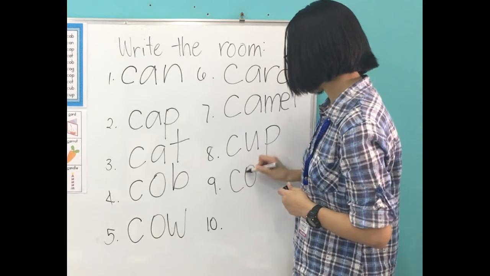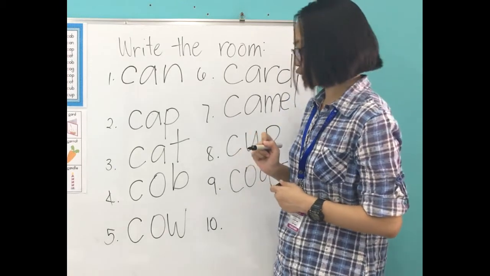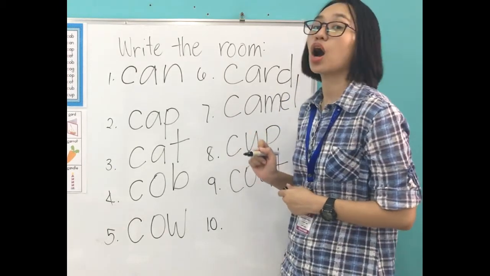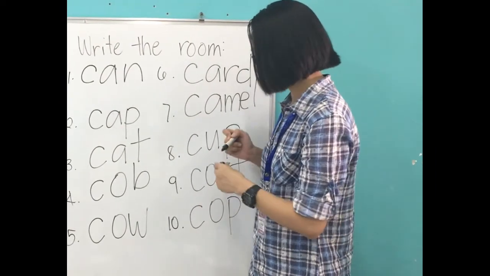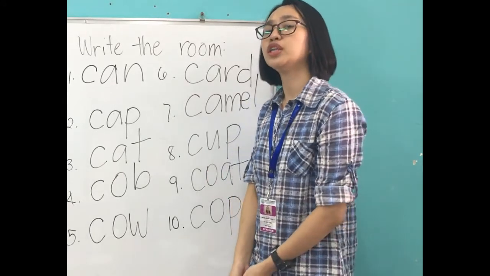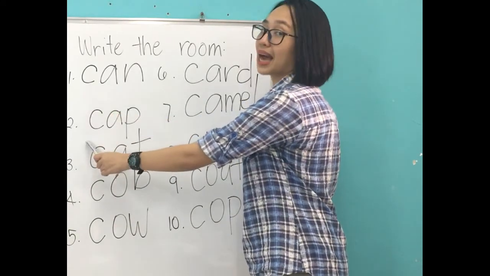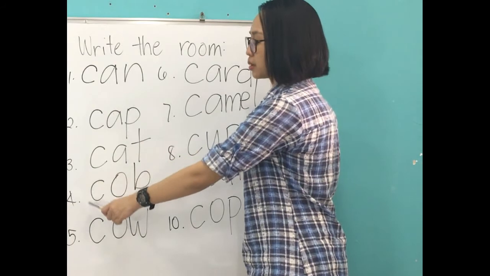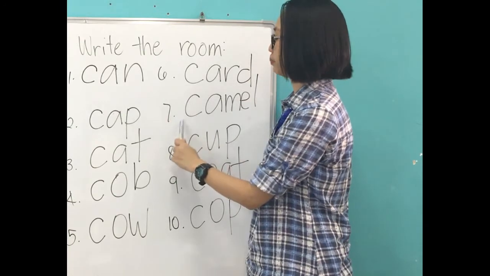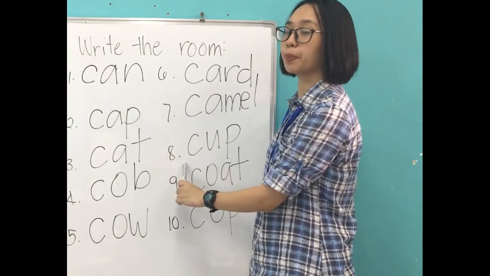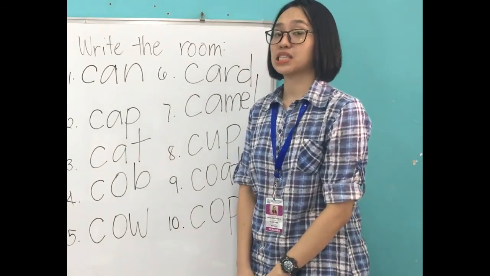For number nine, let's write the word coat. Coat. C-O-A-T. Coat. How about for number 10? Let's write the word cop. Cop. C-O-P. Cop. Now, how about we read the words that has the k sound? We have can, cap, cat, cob, cow, card, camel, cup, coat, and cop. Those are the words that has the k sound.